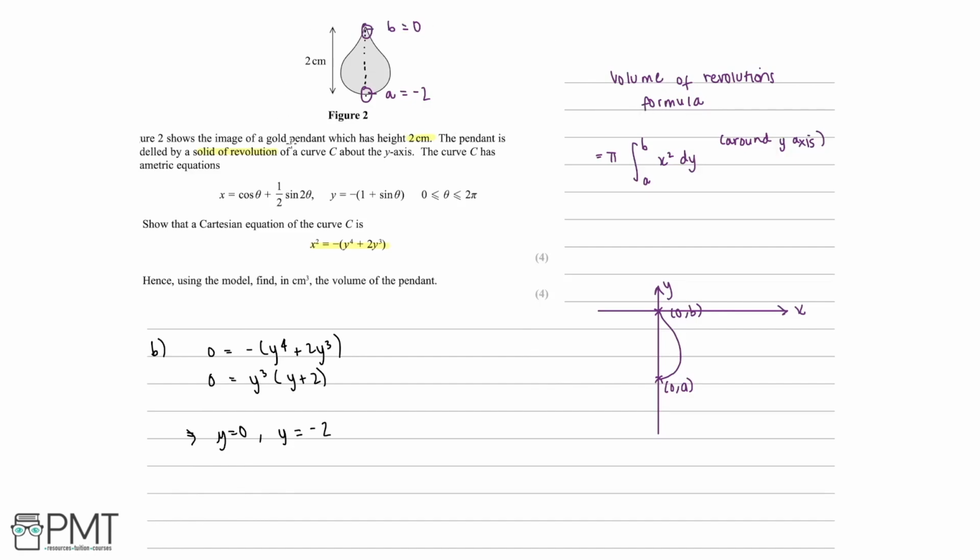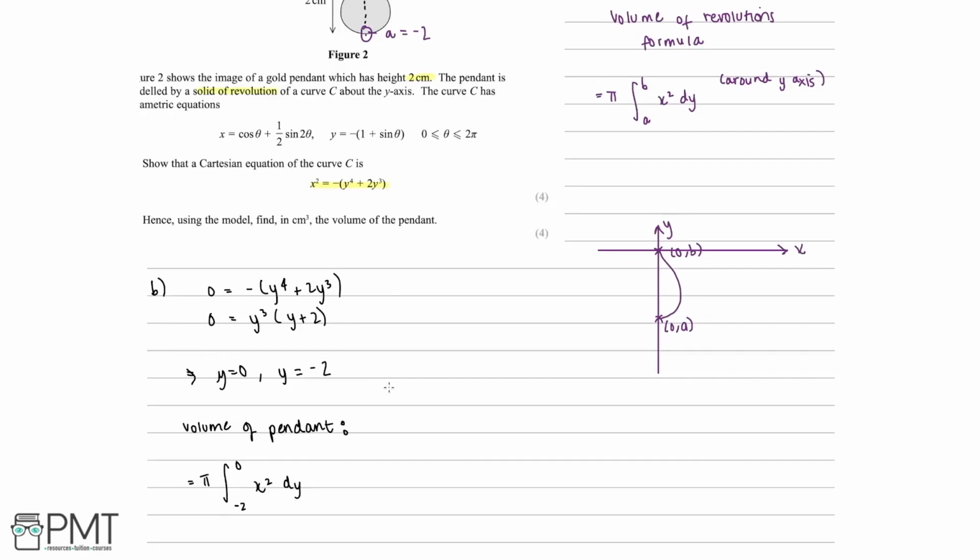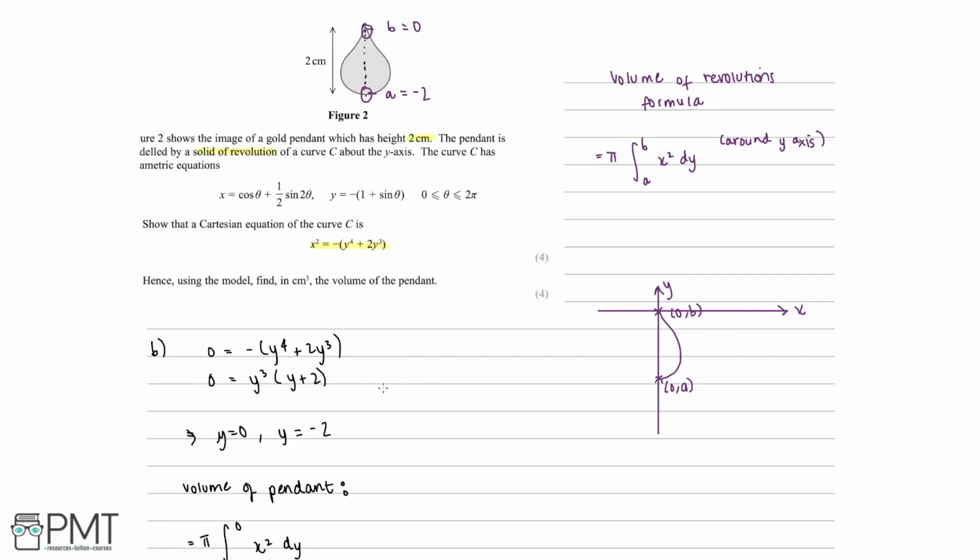Thus, in order to find the volume of the pendant, we can use our volume of revolution formula with a is equal to minus 2 and b is equal to 0. So our volume of pendant is equal to pi times the integral between minus 2 and 0 of x squared. Well, we know x squared because in part A, we found that x squared is equal to minus y to the power 4 plus 2y cubed.